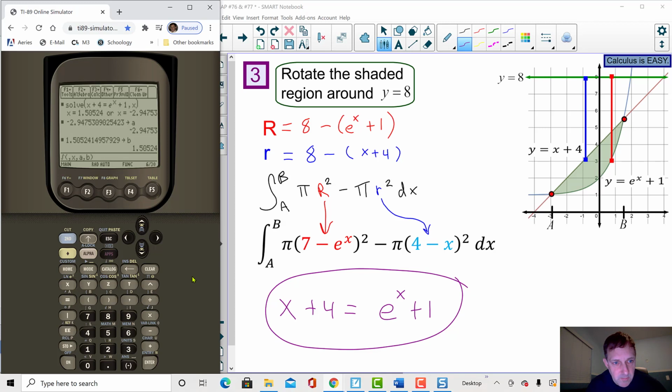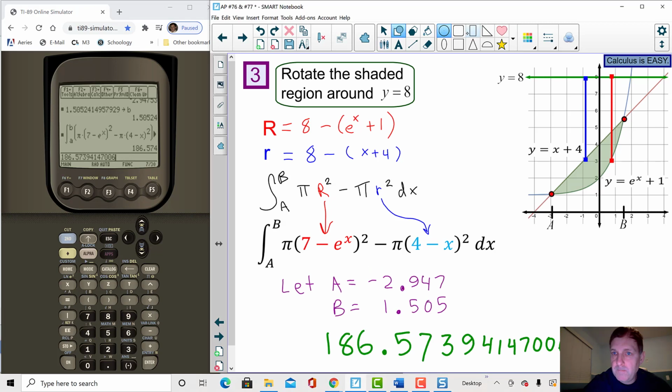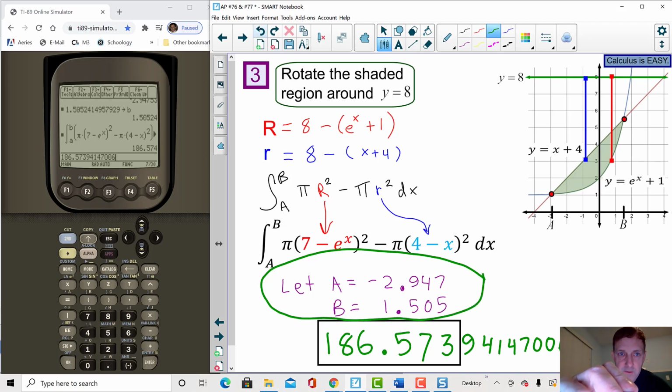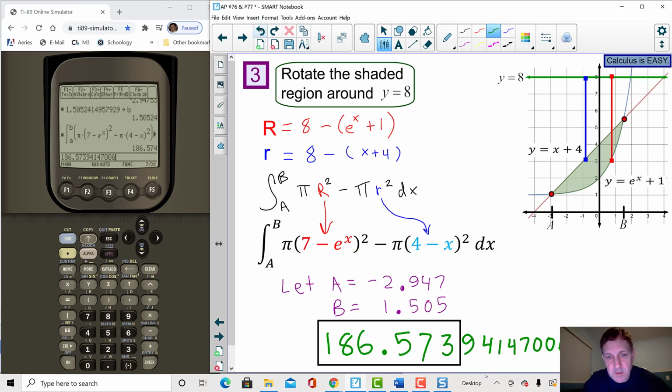And now we can do the integral from a to b. We have pi r squared minus pi r squared. Our big R is going to be 7 minus e to the x. And our little r is going to be 4 minus x. All right, let's go ahead and truncate our answer. We're going to put 186.573. I do want to point out it's very important that you say let a equal this and b equal this. You have to write that on your paper if you're doing a free response question. And then once you do that, it's okay just to do the integral from a to b.